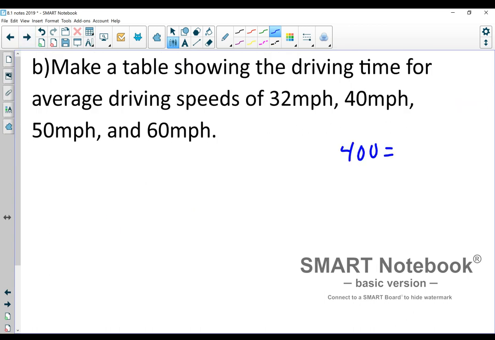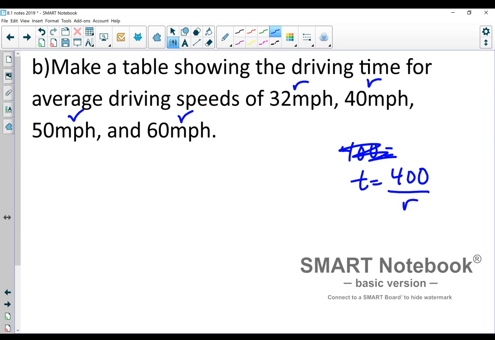400 equals, maybe it's like this, T equals 400 over R. Pretty sure that's right. So now we're going to make a table showing the driving time for average driving speeds of 32, 40, 50, and 60. So these are going to be all of our different r's.